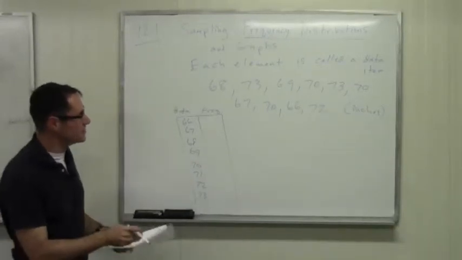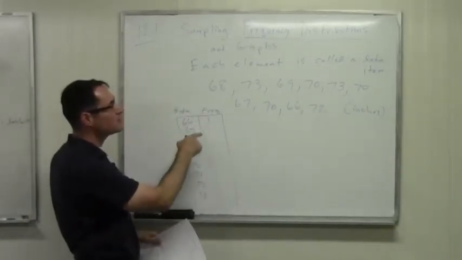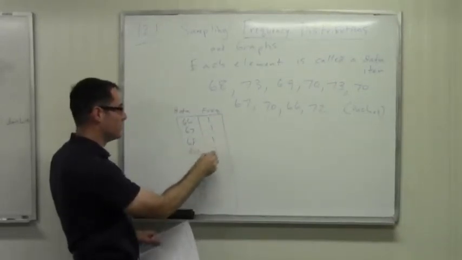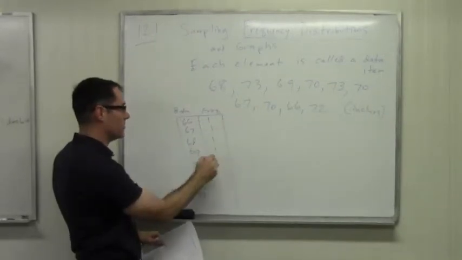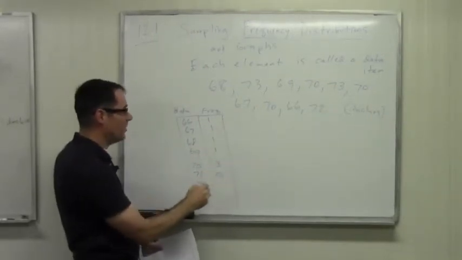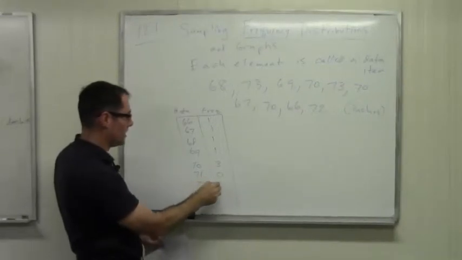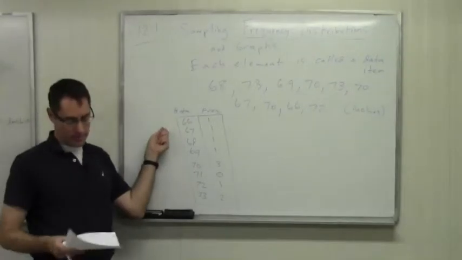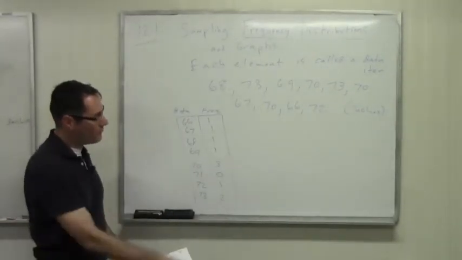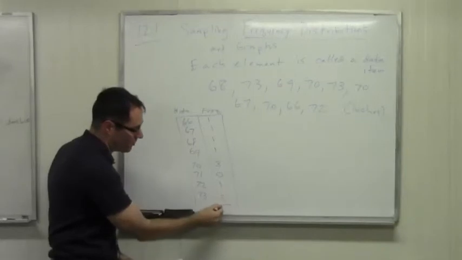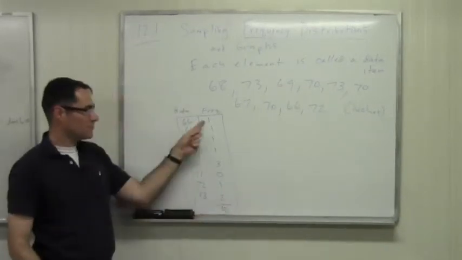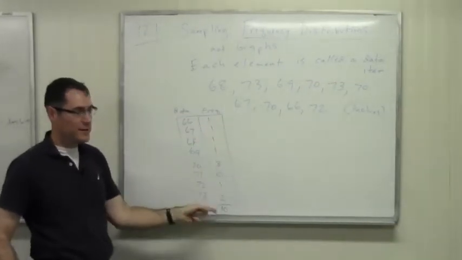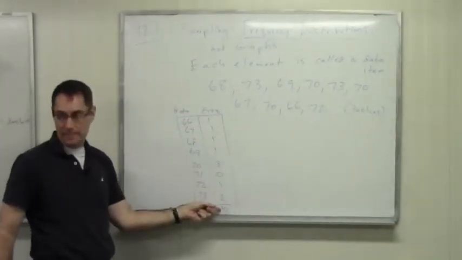How many 66s do we have? 1. 67s? 1. 68s? 1. 69? Also 1. 70? 1, 2, 3. 71s we said were 0. 72s, 1. And 73s, 2. There's our frequency distribution. Hopefully these numbers add up to the total, which is 10, because out of all these we've got 10 samples. If we list them all here and count them up, there should be 10 of them.